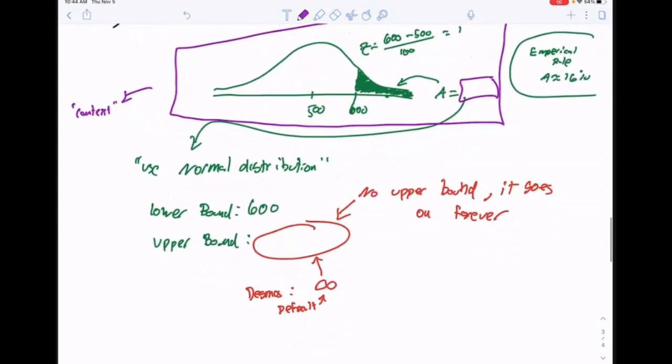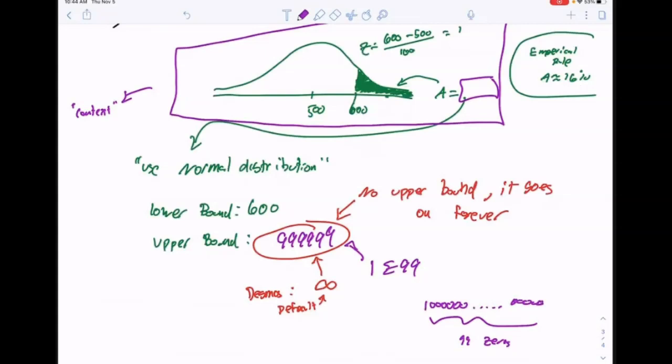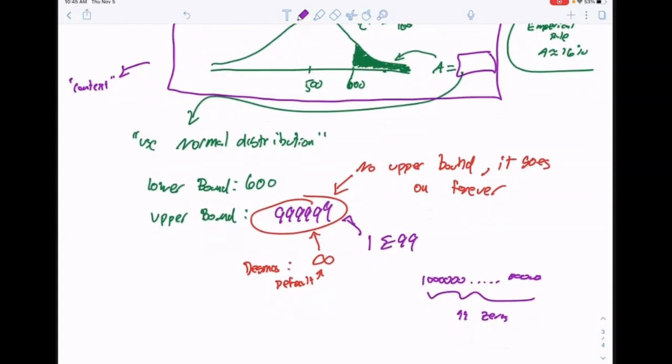So what we often do is we just write a really, really big number. You can just write 9999999, as many nines as you want. It's just a really big number. You might often see the calculator say 1E99, which is 1 followed by 99 zeros. So it's a really, really big number. All right, you just put in a big number. It depends on the feature that you're using for them.